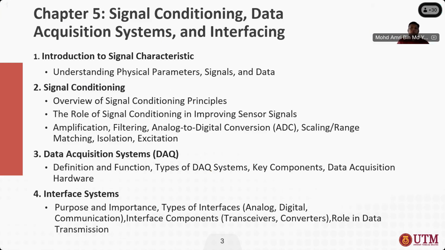First, we're going to see the type of signals. You need to understand the signal parameters, the type of signal, and also the type of data. Then we're going to see signal conditioning, how to improve the signal that we are converting. There are some methods involving amplification, filtering, and analog digital conversion, which is one whole chapter we have covered before.